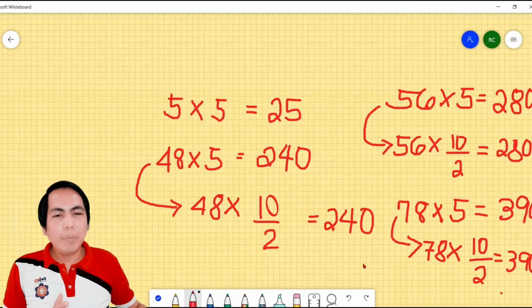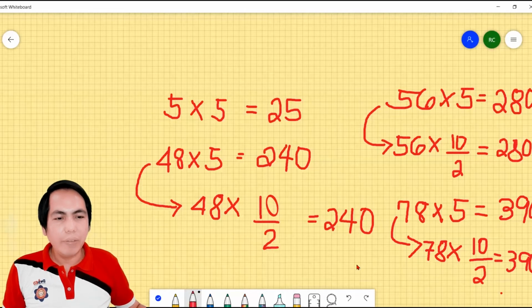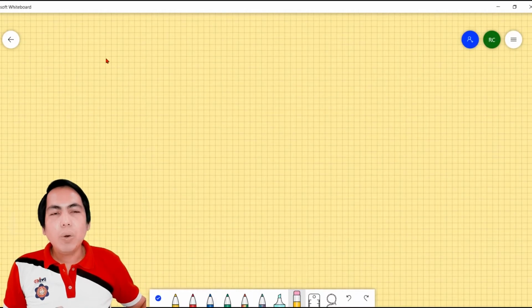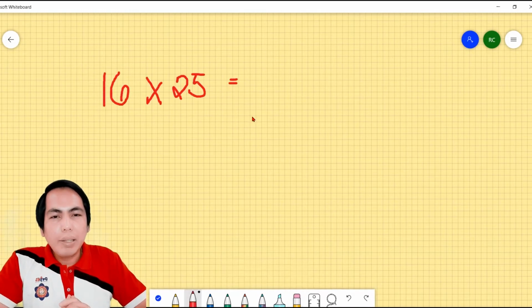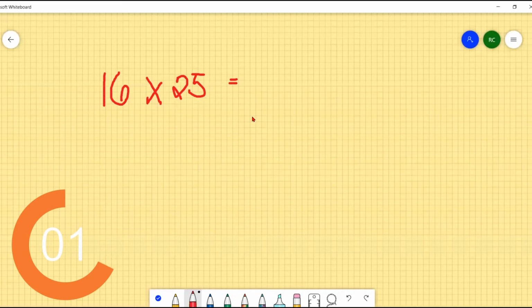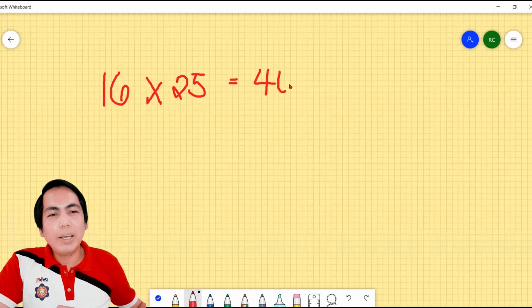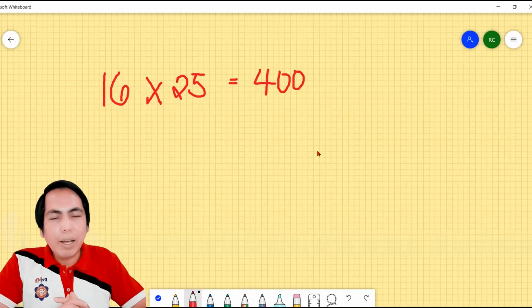Now, what if our multiplier is not 5 but instead 25? Let's have this example: what if we have 16 times 25? What do you think is the product of 16 and 25? I'll give you 5 seconds. The correct answer is 400. Now, how did we arrive at 400?